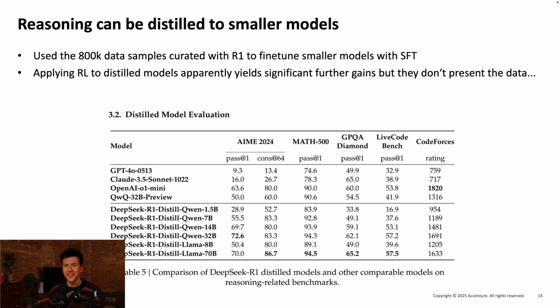As you can see here, this works really well. The Llama 70B version performs better than O1 Mini in most cases. Apparently it also works even better if you then apply RL on these models again, but they don't publish the results. But apparently it works pretty well, so it's interesting to find out. I'm pretty sure there will be further research on this very quickly.